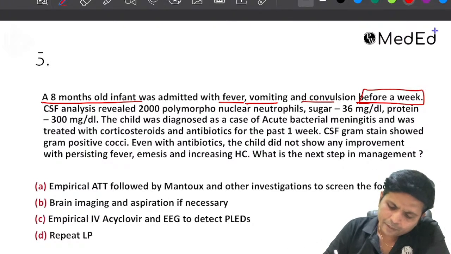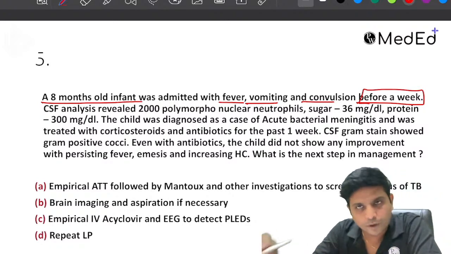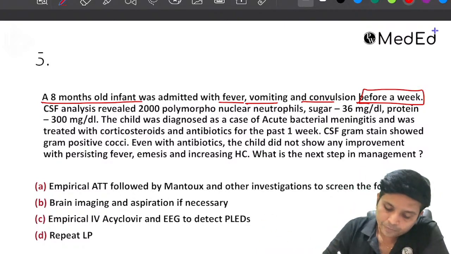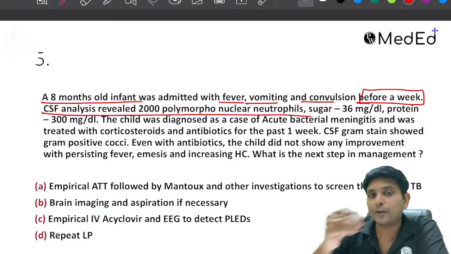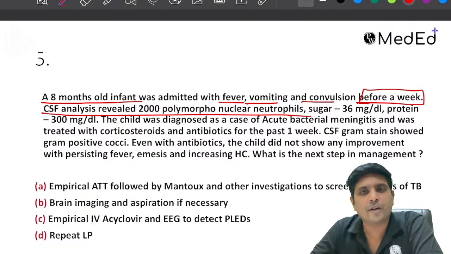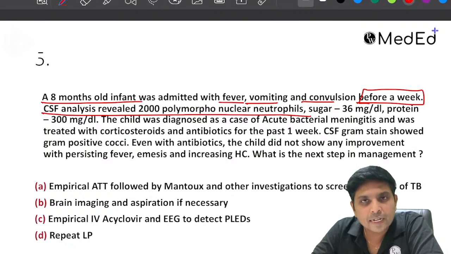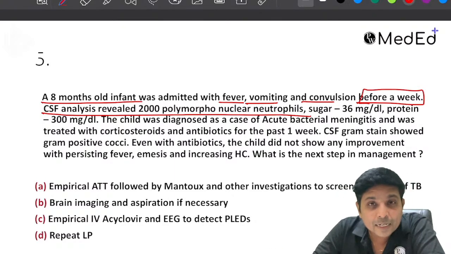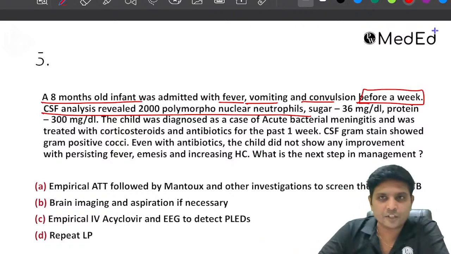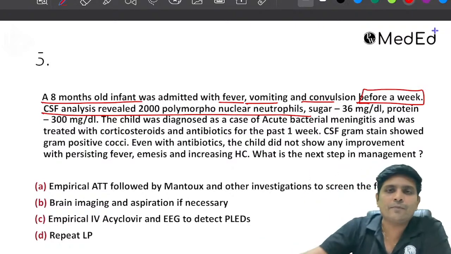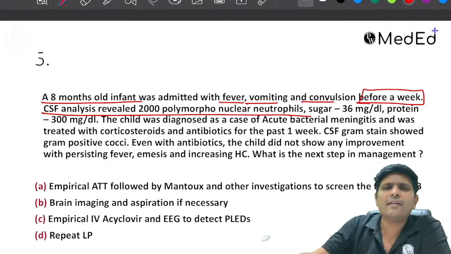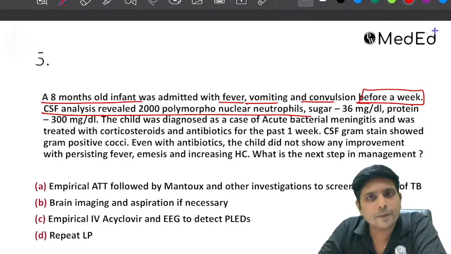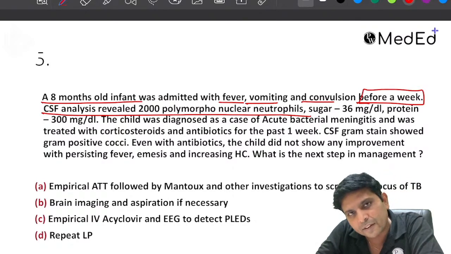But here, the 8-month-old has fever only since a week before. One week back, the child was admitted. CSF analysis revealed 2000 polymorphonuclear neutrophils. So what does it mean, my dear boys and girls? It is predominantly neutrophils. Predominantly neutrophils means you need to think in terms of bacterial meningitis, whereas very high lymphocytic predominance is in tuberculous meningitis, and minimal elevation of lymphocytic predominance in herpetic encephalitis and Japanese encephalitis.